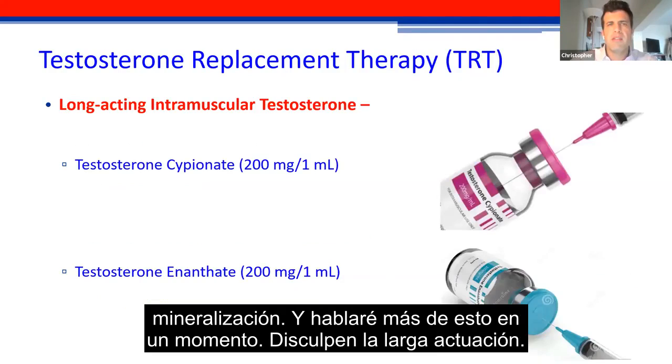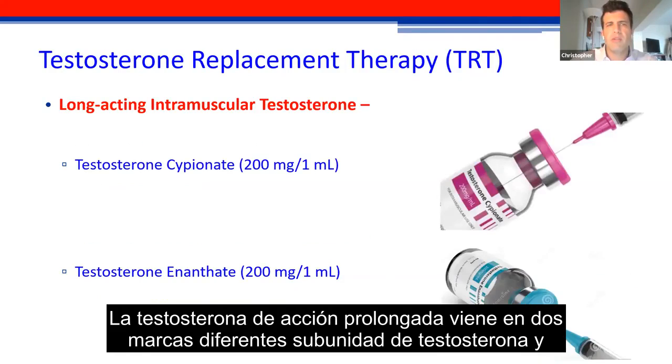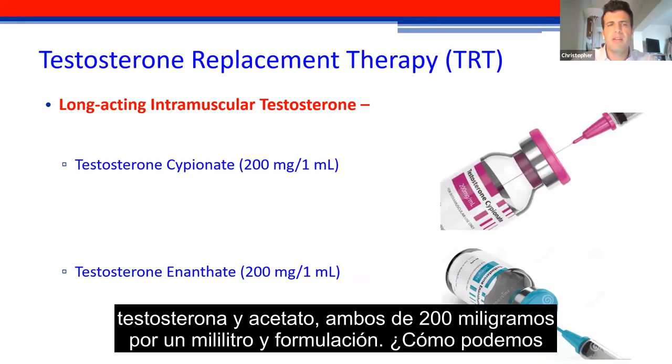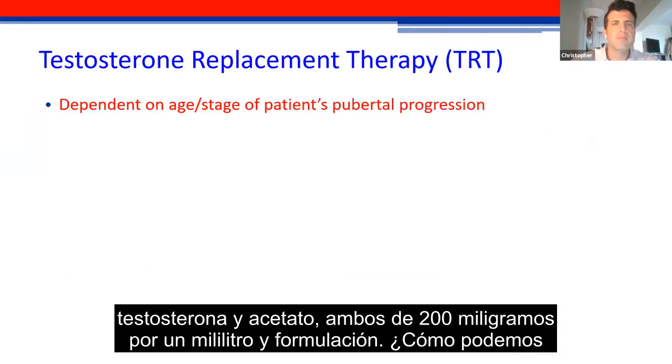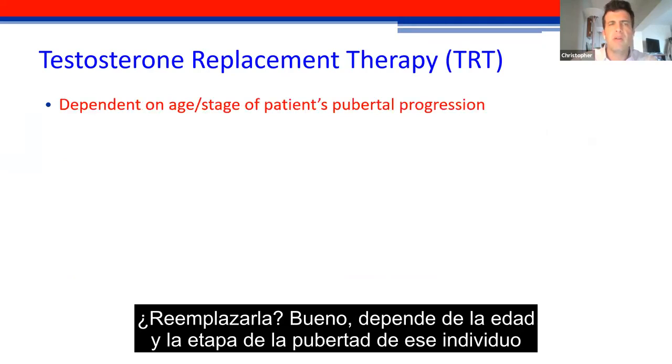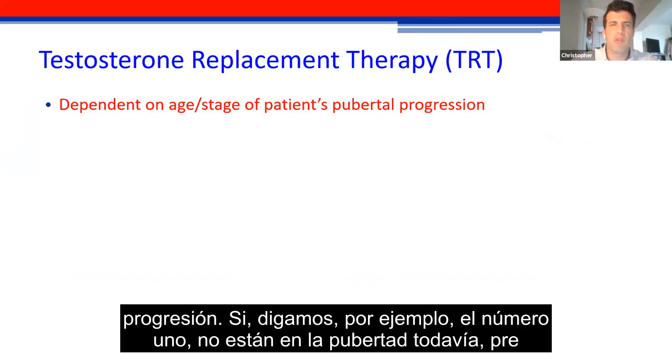So, long-acting testosterone comes in two different brands, testosterone cypionate and testosterone enanthate, both 200 milligrams per 1 milliliter in formulation. How do we replace it? Well, it's dependent on the age and stage of that individual's pubertal progression.